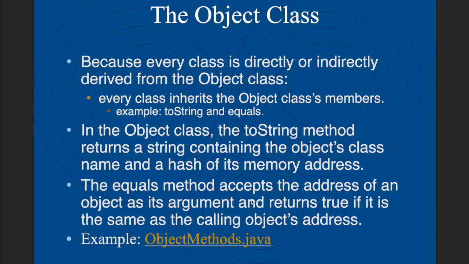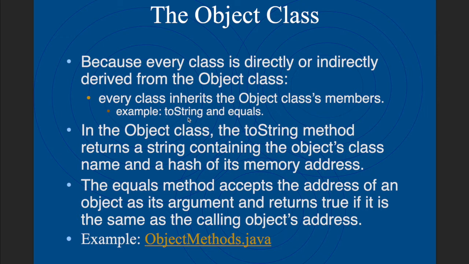Because every class is directly or indirectly derived from the object class, every class inherits the object class members. Example, toString and equals. They are built-in methods. In the object class, the toString method returns a string containing the object's class name and the hash of its memory address. And now please pay attention, and of course I will show you this in my code example.